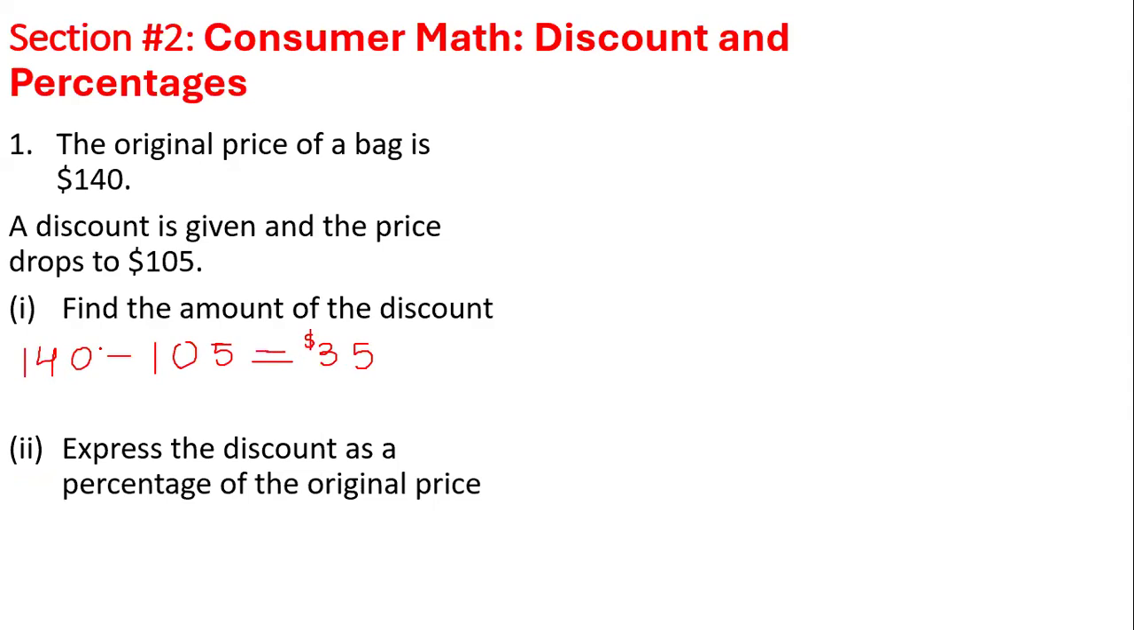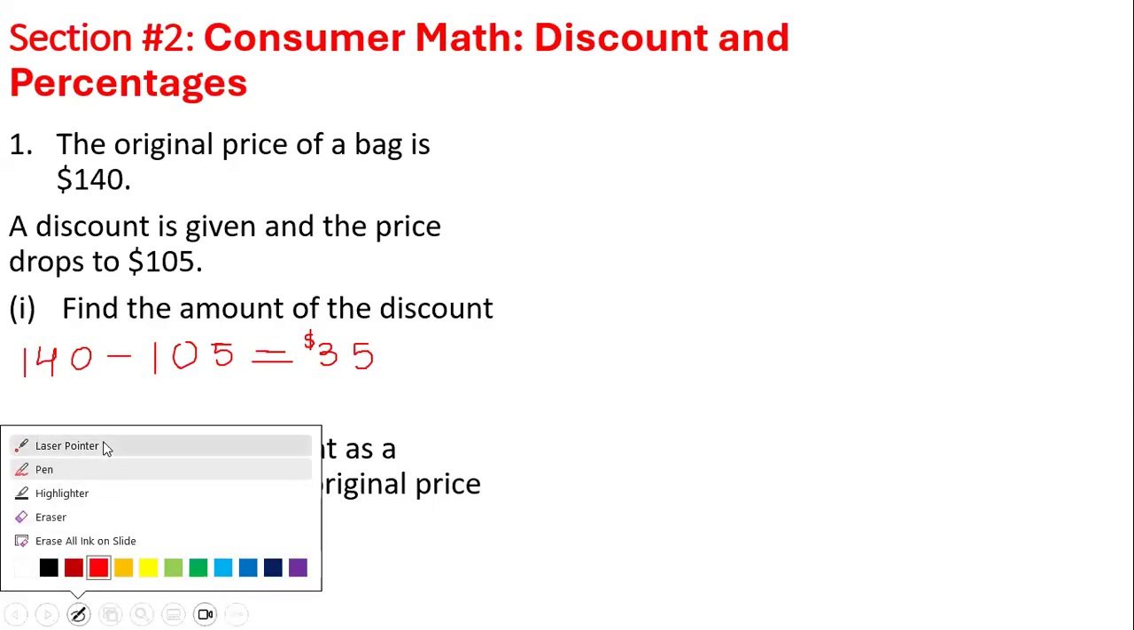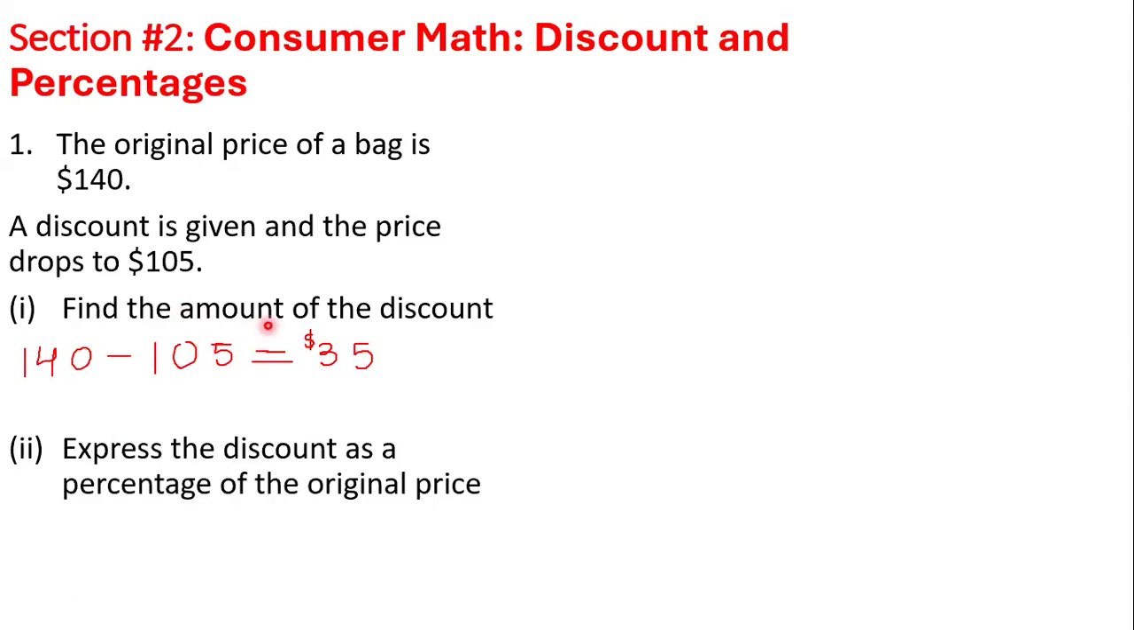I'm not going to explain this too much because this part is very easy. They just want us to find the amount of discount. Basically, how much money was saved. If it starts off at 140 and after the discount is $105, then the amount of the discount has to be what? $35.